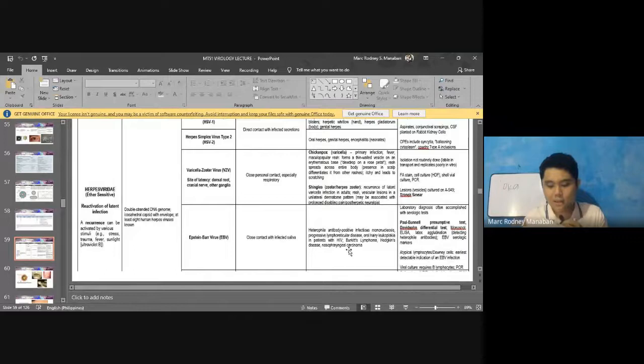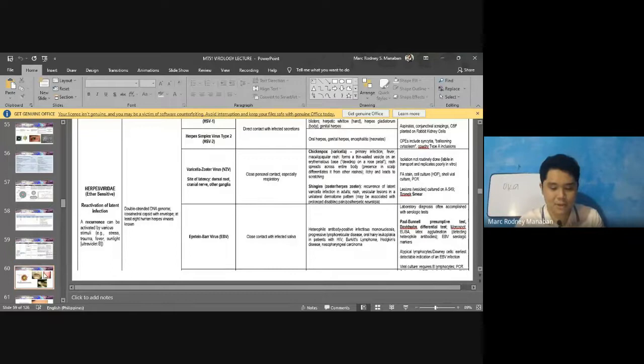Next after EBV, we'll show pictures first. So this is the HSV virus.